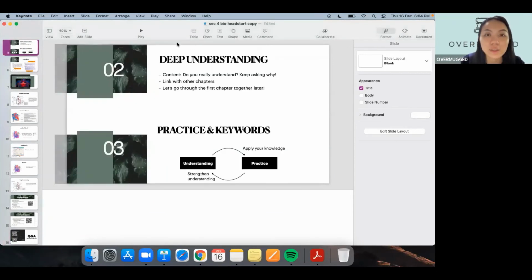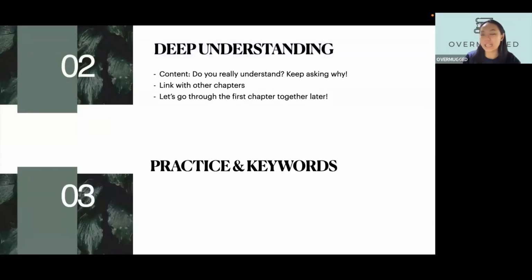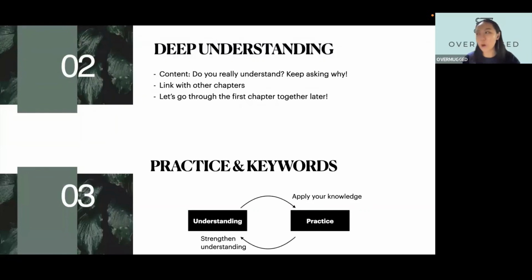This slide. Actually, every single time I do a session with people, this question always comes up: what's the best method to study for bio? Look at this part, the understanding and the practice one. I think that is the best method. You understand, then you apply your knowledge, and then you strengthen your understanding. Then someone asked me, oh, so simple? Yeah, I think it's that simple.